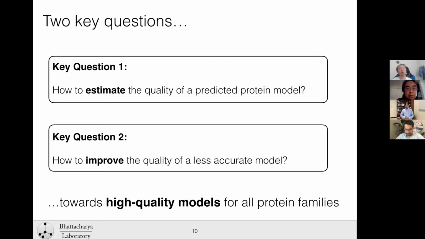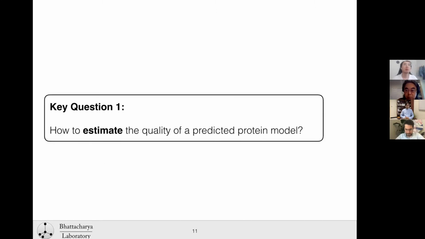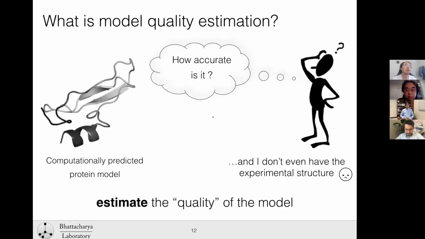So in the time that remains, I will try to address these two key questions and show some of the latest results we have been getting in these two key areas. So let me do it sequentially by tackling the first question first. How do we estimate the quality of a predicted protein model? This is actually known as the protein quality estimation problem.